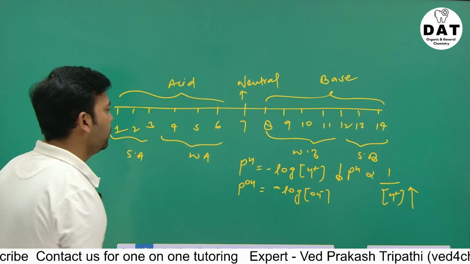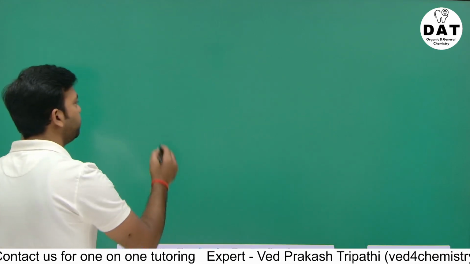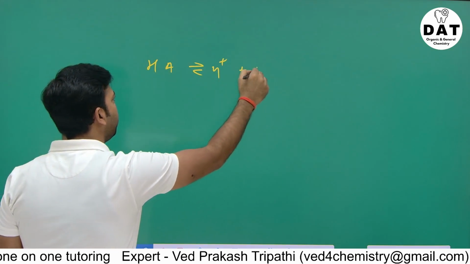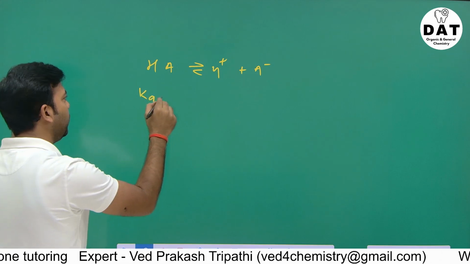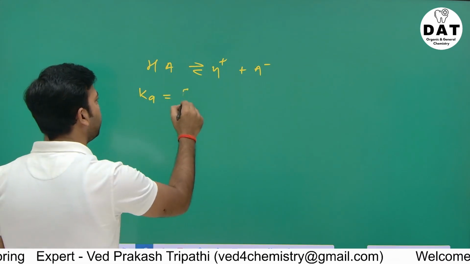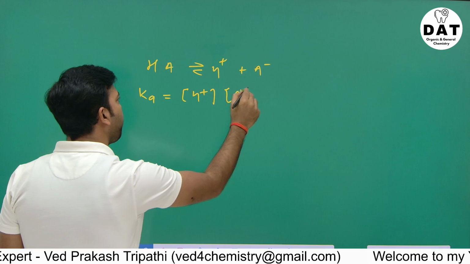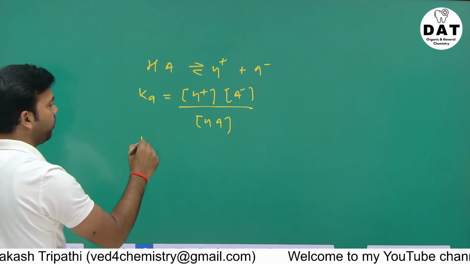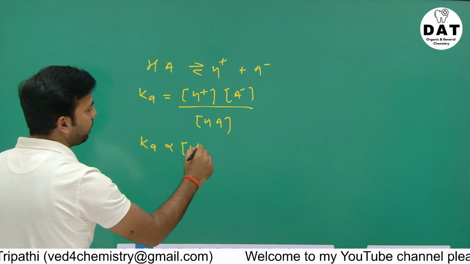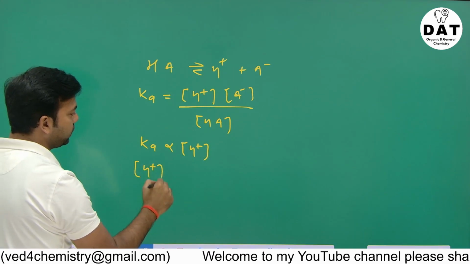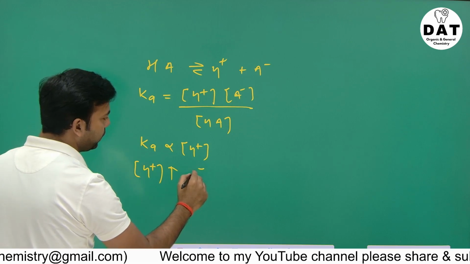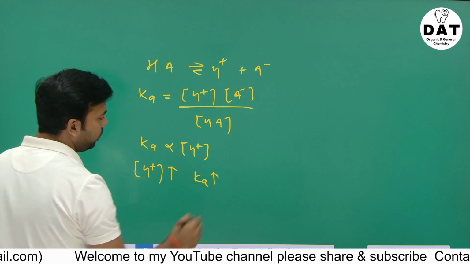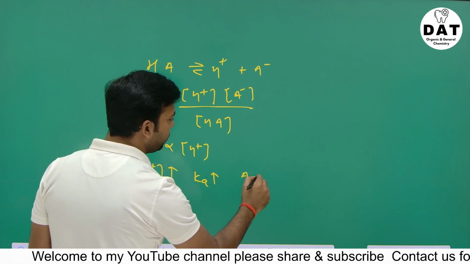Clear? So now the next is, suppose you have an acid HA. If it is going to dissociate, it forms H plus and A minus. And if you are going to write down the Ka, the ionization constant of acid, it is a concentration of product divided by reactant. So you can see Ka is directly proportional to H plus. So higher the concentration of H plus, greater the Ka value, higher the H plus, higher the acidic strength, okay?